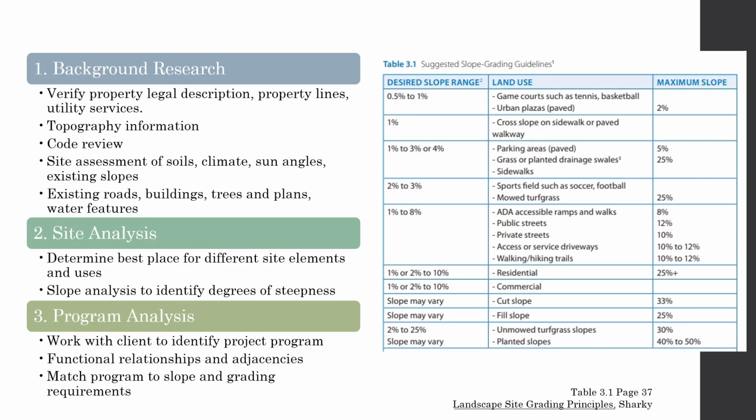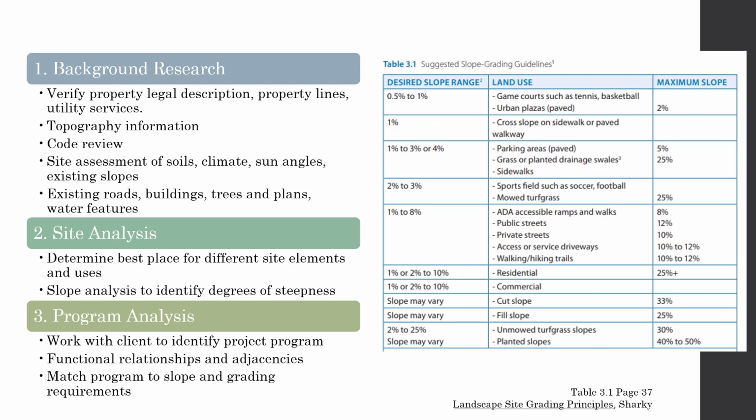What does background research include for a site design project? Well, you need to find out and verify the property's legal description, the property lines, and the various utility services. You'll need some topography information and to do a code and zoning review. You'll need to do a site assessment of the different soils on the site and also take a look at the climate, sun angles, and existing slopes. And finally, you'll want to know all about the existing roads, buildings, trees, etc.